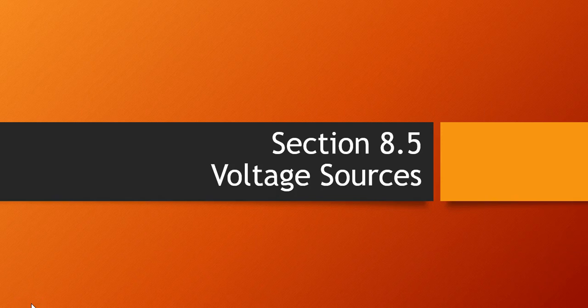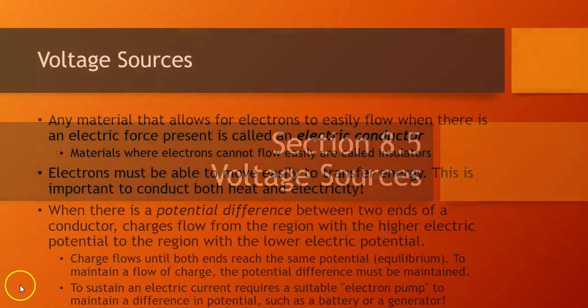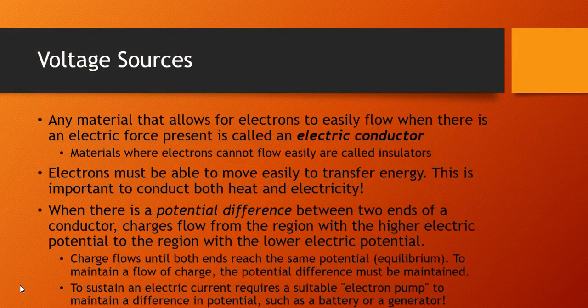Section 8.5, Voltage Sources. So in the last few chapters we talked about conductors and insulators, particularly in terms of how heat is transferred from one object to another. Conductors are good conductors because they have free electrons. And this is true for things when they conduct electricity as well as heat. So materials that tend to be good conductors of heat are also good conductors of electricity, because the electrons can easily flow in that material, they can move through. The things that are good insulators of heat are generally good insulators of electricity as well.